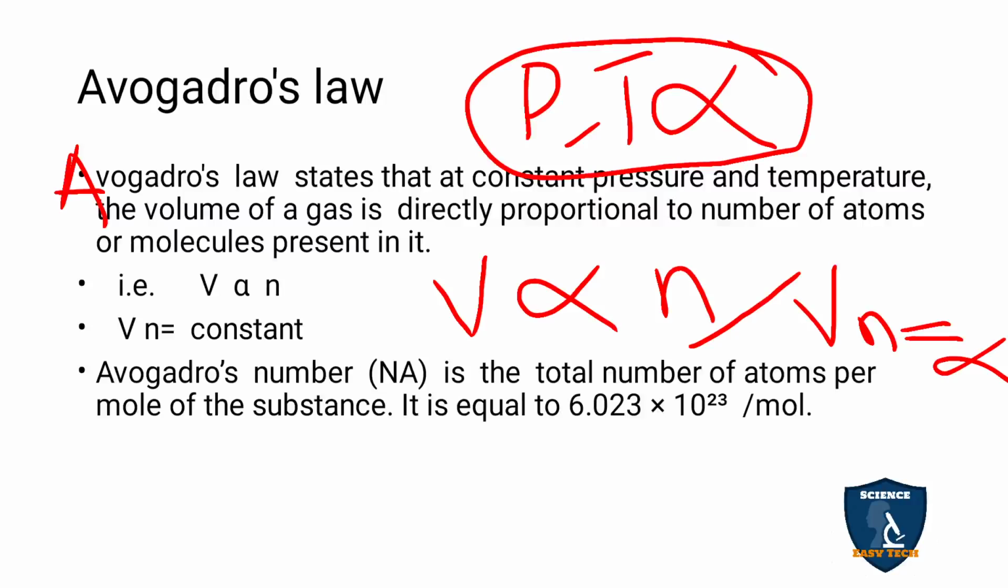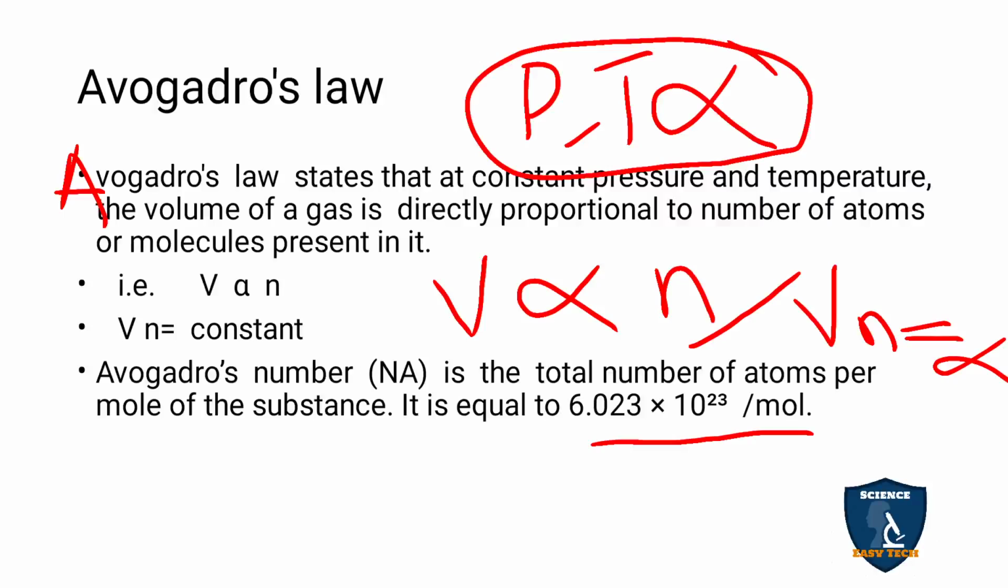Avogadro's number N_A is the total number of atoms per mole of the substance, which is equal to 6.023 times 10 to the power of 23 per mole. So this is Avogadro's number. They can ask it for 1 mark also.